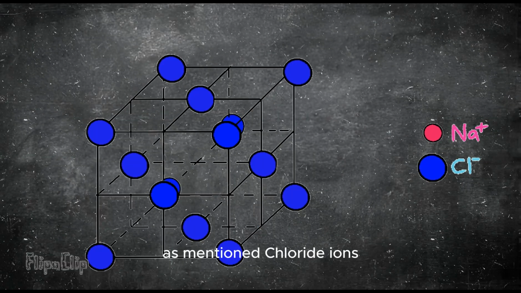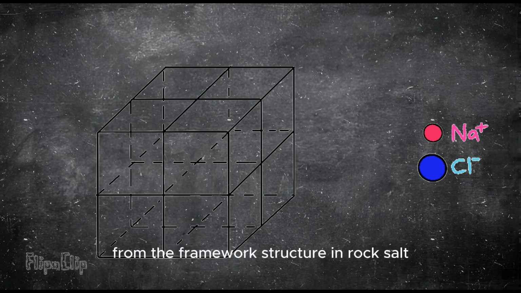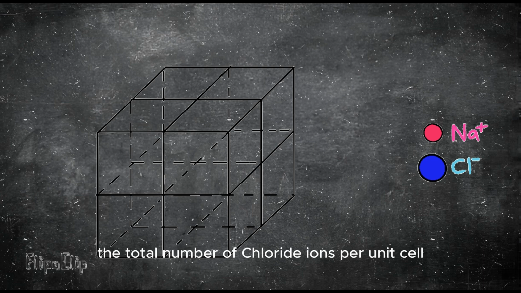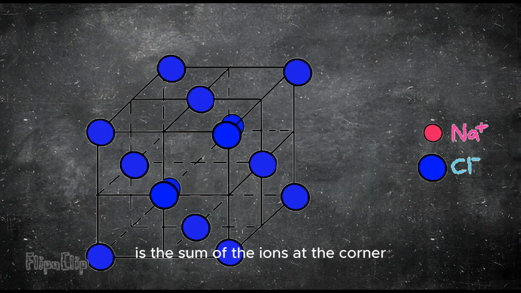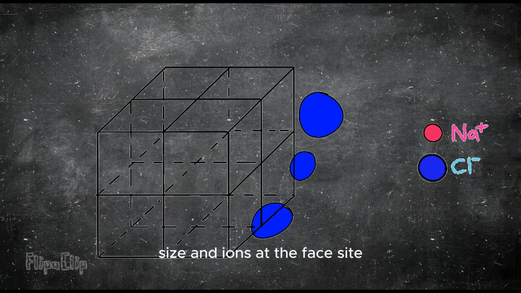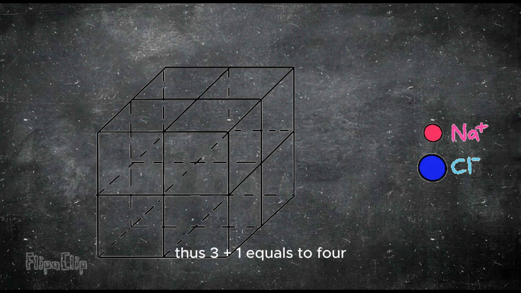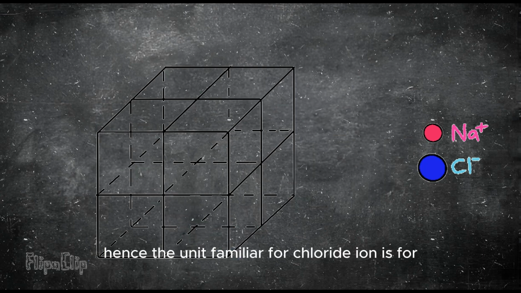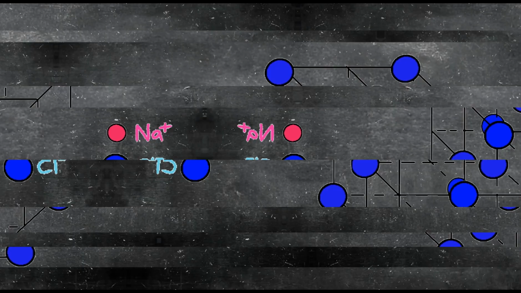As mentioned, chloride ions form the framework structure in rock salt. Therefore, the total number of chloride ions per unit cell is the sum of the ions at the corner sites and the ions at the face sites. Thus, 3 plus 1 equals 4. Hence, the unit formula for chloride ion is 4.